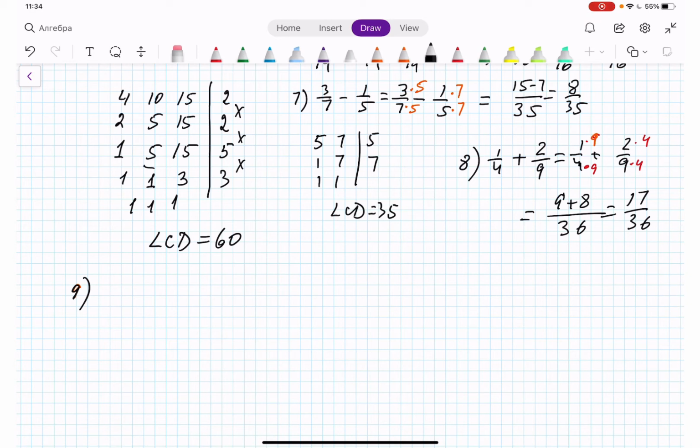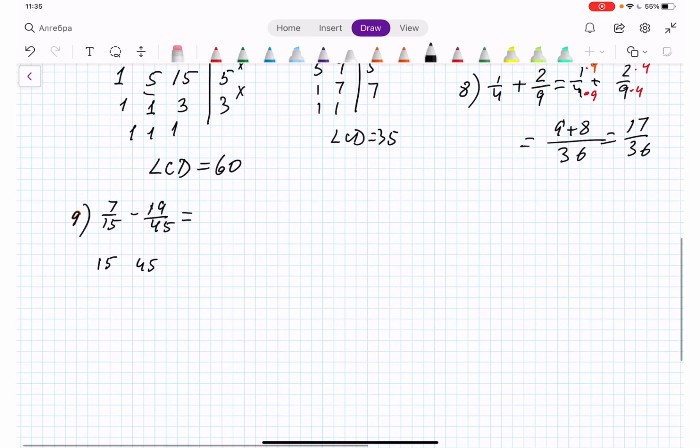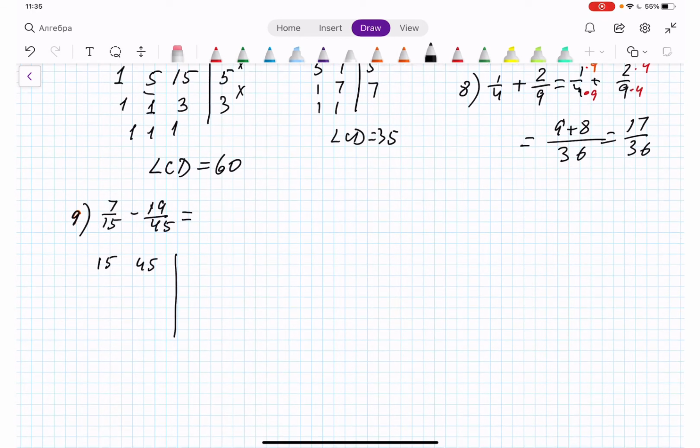Now, what we are going to do, we are going to subtract 7 over 15 minus 19 over 45. Well, common denominator here is going to be 45. But let me show you this one through the method of finding LCD. So 15 you can divide by what? I'm dividing by the entire 15. Why? Because 45 also you can divide by 15, right? And there is nothing else to do. And it's going to be 3. And then we divide by 3, 1 and 1.